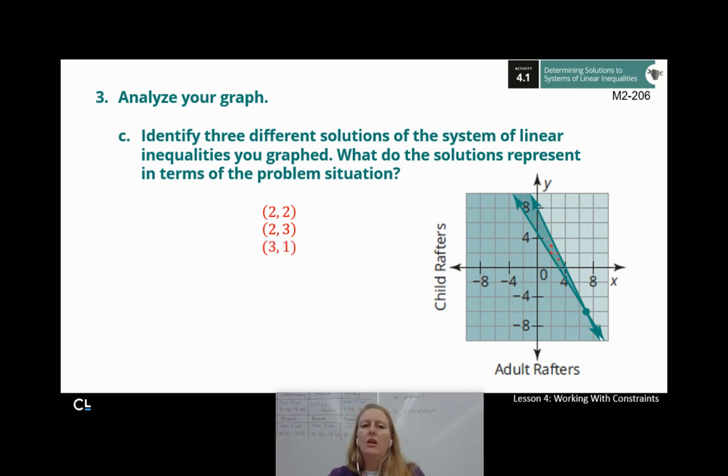Sure. So Chase could take 2 adults, 2 children. He could take 2 adults, 3 kids. He could take 3 adults, 1 kid. So all of these will work. Yeah, these are all possible solutions.